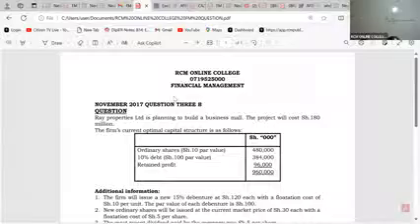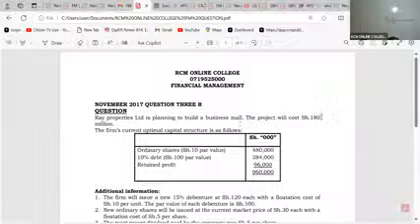November 2017, question number 3B. This question will expose us a lot to capital structure decisions and cost of capital questions. Most importantly, this concept of WMCC, weighted marginal cost of capital. So here we are. You're told Ray Properties Limited is planning to build a business mall.